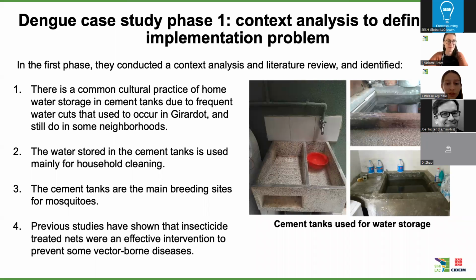The second finding was that the water stored in the cement tanks is used mainly for household cleaning. Although a justified cultural practice, this home water storage was also becoming a public health problem because studies indicated that these cement tanks were breeding sites for mosquitoes. In reviewing the literature, the research team found that previous studies have shown that insecticide-treated nets were an effective intervention to prevent some vector-borne diseases.